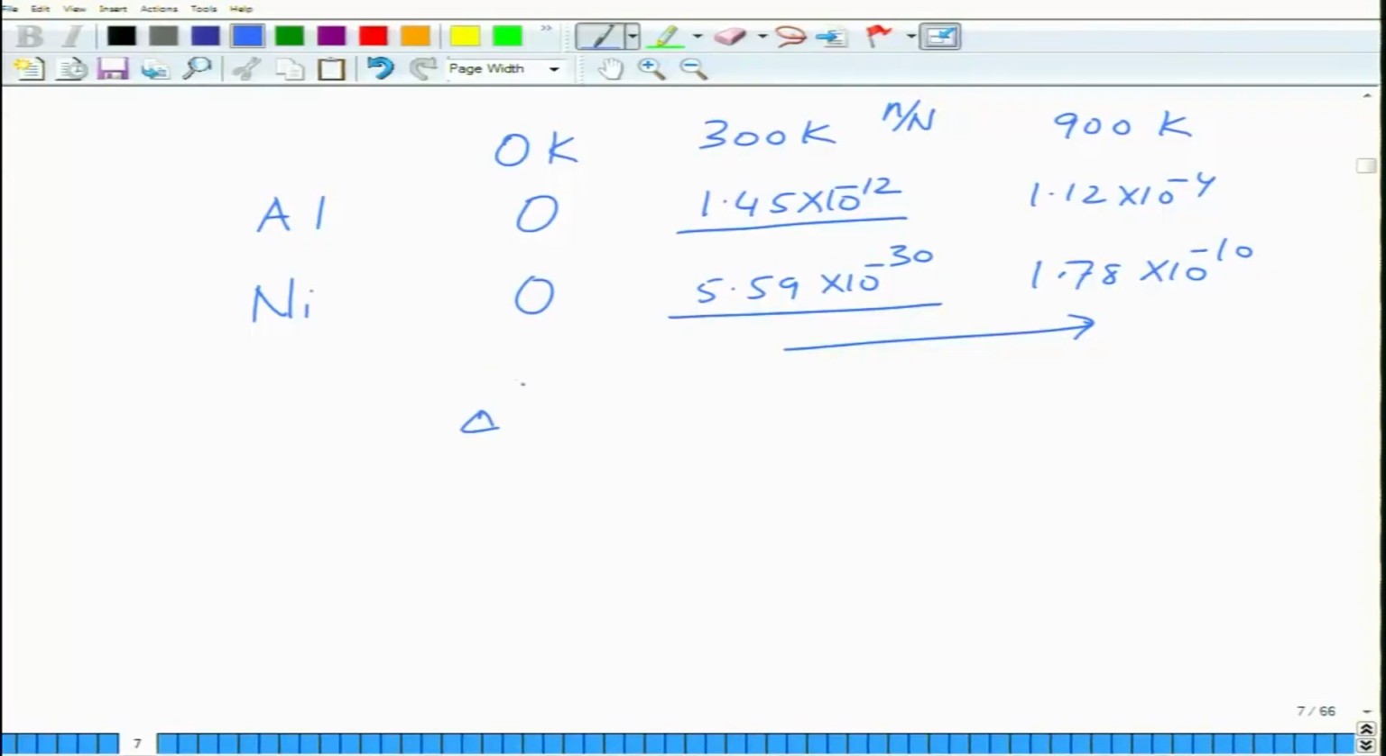because nickel is a high temperature material, aluminum is a low temperature material. The bond energy of nickel is higher as compared to aluminum. As a result, the energy which is required to form a vacancy in aluminum is lower as compared to the energy that is required to form a vacancy in nickel. So delta Gf for nickel would be larger than delta Gf for aluminum, which is dependent upon the bond energy of the two materials. So this is basically the equilibrium vacancy concentration calculation.